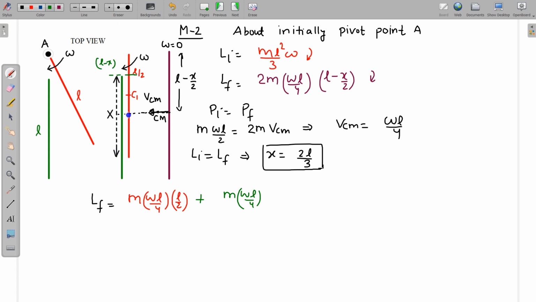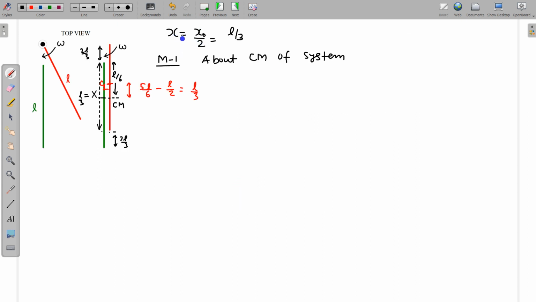The center of this green one will be somewhere here, C2, and this C2 is at a distance L by 2 from here. So this total distance will be L minus x plus L by 2. Just equate L final equal to L initial, and you will get the same answer, x is equal to L by 3, from here also. Now for the next part, x is equal to x naught by 2, and now x is equal to L by 3. I am taking the center of mass of the system to write my equation of conservation of angular momentum.